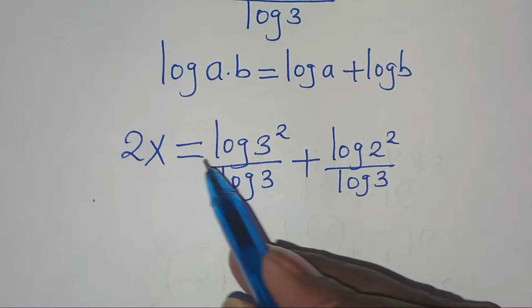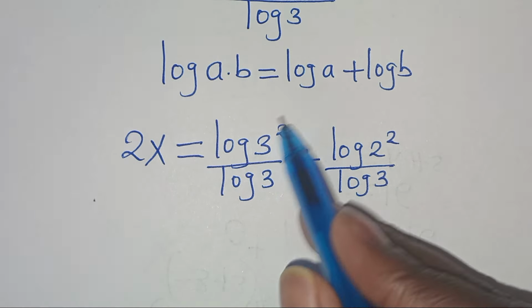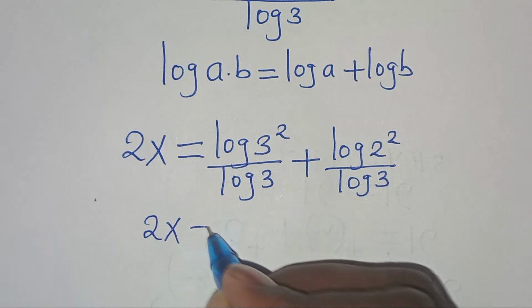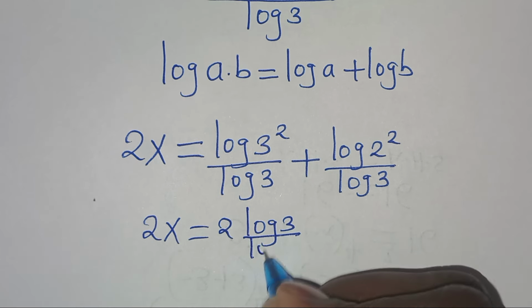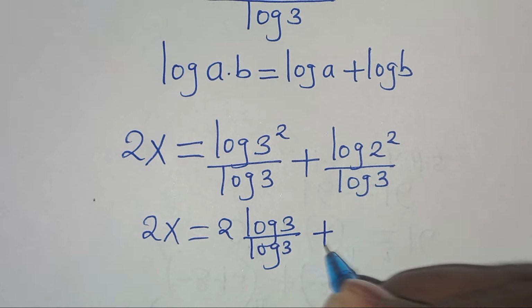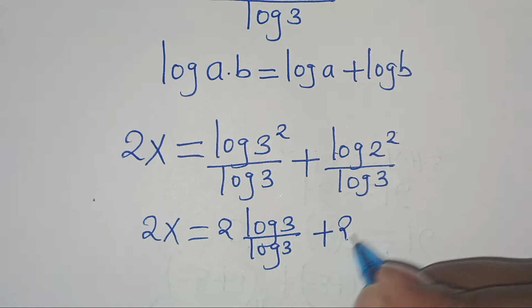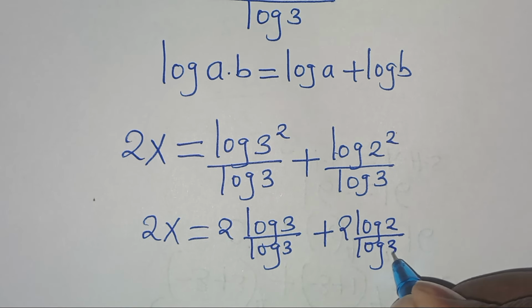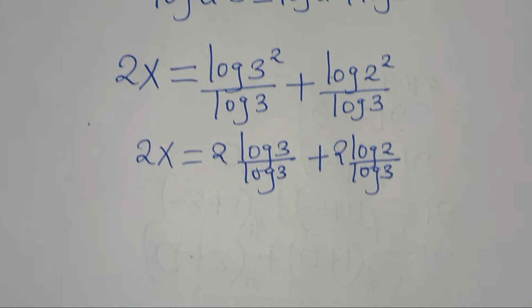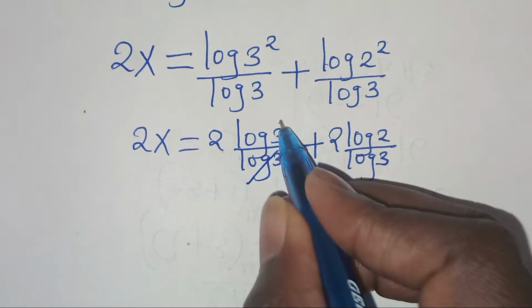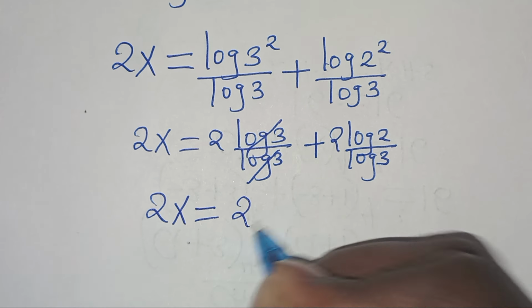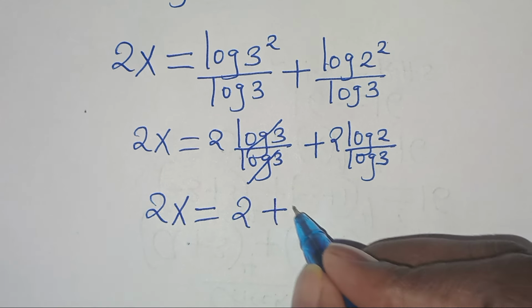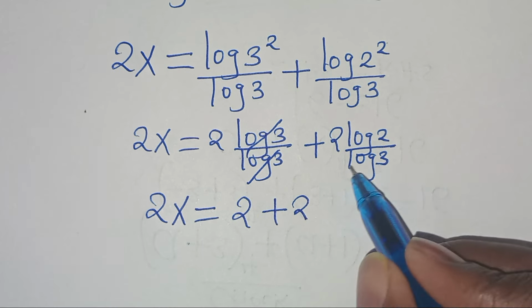Now, let's apply the power log property here. That is log 3 to the power of 2. This becomes 2 log 3 divided by log 3, then plus log 2 to the power of 2. This becomes 2 log 2 divided by log 3. So we can simplify log 3 and log 3 here, so that we have 2x. This is equal to 2 plus, now this is 2 multiplied by log 2 over log 3.